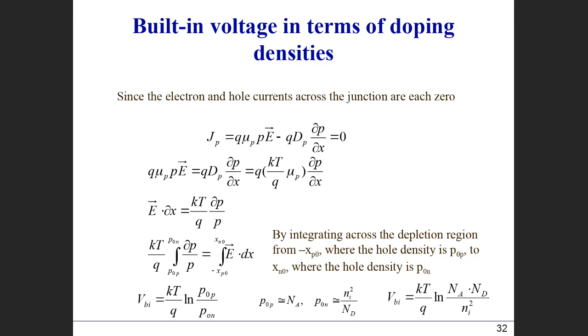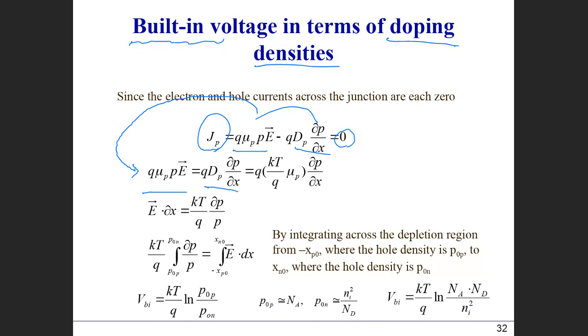This slide formulates the built-in potential in terms of doping densities. At thermal equilibrium, the total hole current is going to be 0. The hole current has a drift current and a diffusion current. If you formulate from here, or rewrite, then we get this kind of formula.